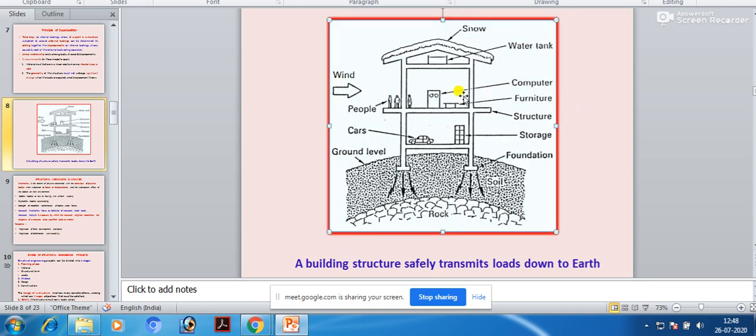So the total load whatever will be coming to a structure will be getting supported by the foundation, and the foundation will be ultimately transmitting the load to the soil through the rocky stratum on the ground. And this is how a structure will transmit the load.